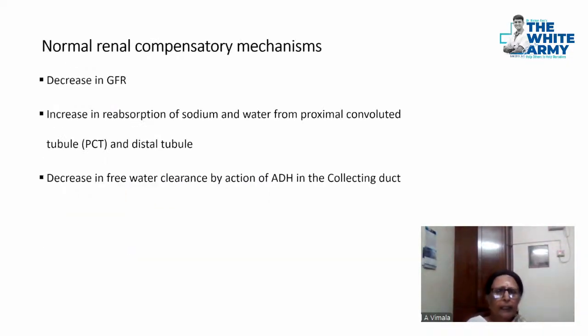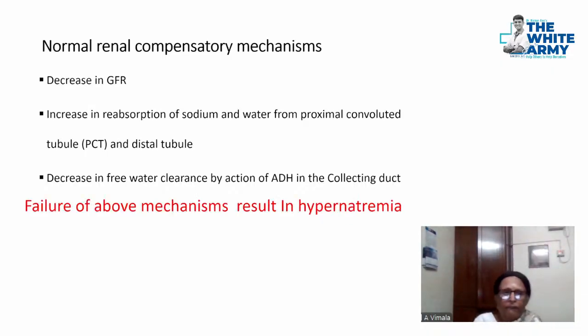What are the normal renal compensatory mechanisms? Whenever there is hypernatremia, water should be retained. So there is a reduction in GFR. There is an increase in reabsorption of sodium and water from the proximal convoluted tubule and distal tubule because of ADH. And there is a decrease in free water clearance by the action of ADH in the collecting duct. These are the normal compensatory mechanisms. Failure of the above mechanisms can result in hypernatremia.